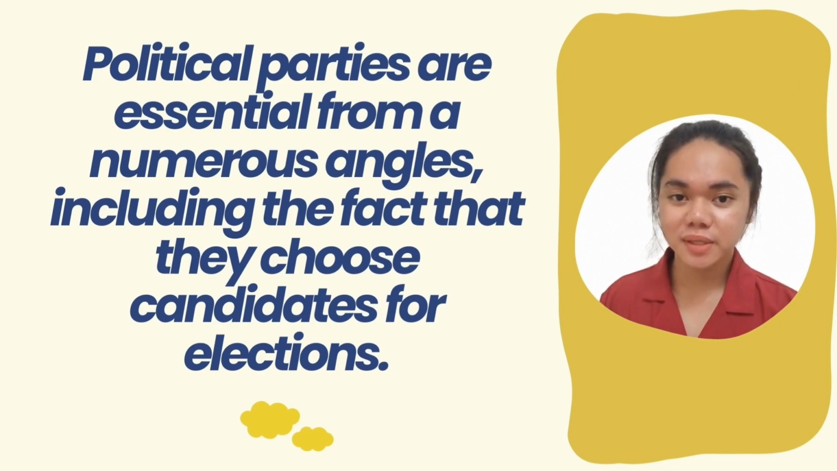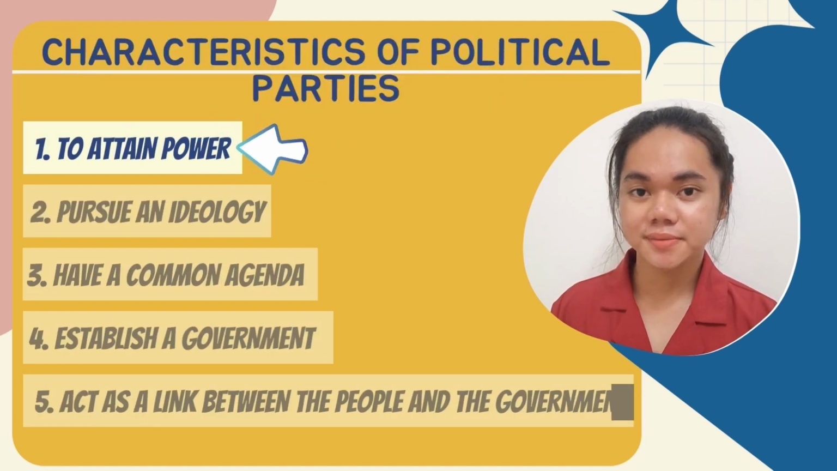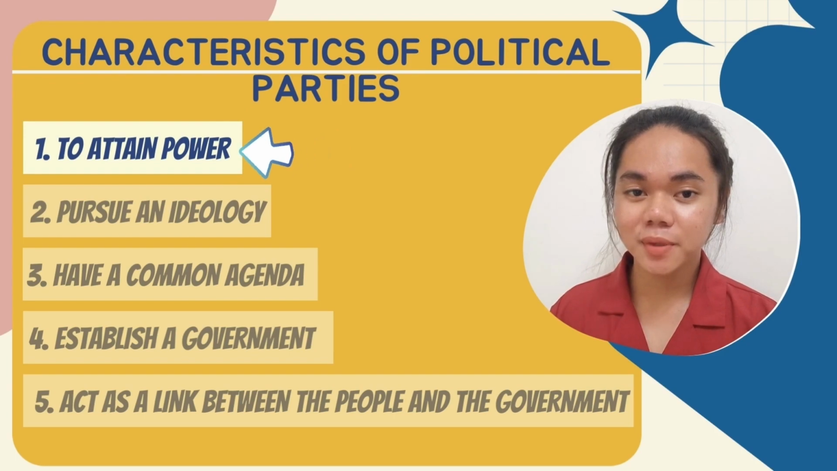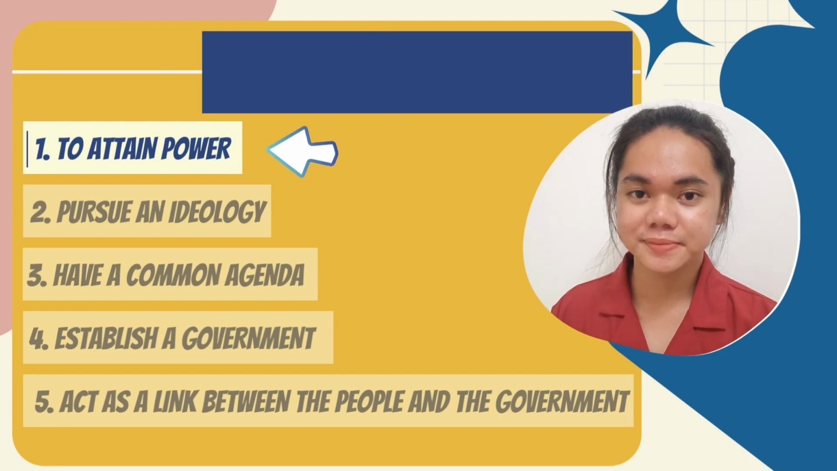So to further explain how political parties run, here are some characteristics that they possess. Number 1, to attain power. So in here, political parties form a group of individuals that unites to run for office and hold power. In addition, they compete to win the favor of the publicity.